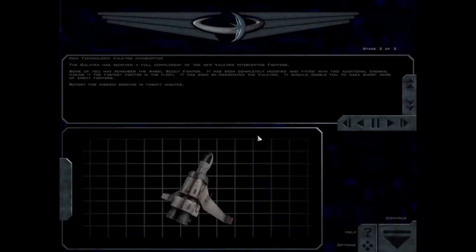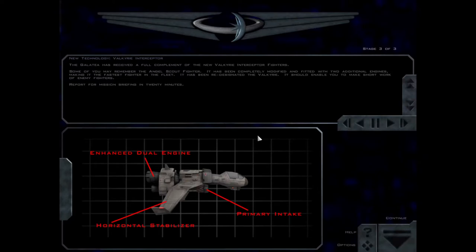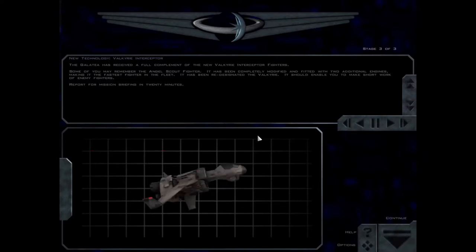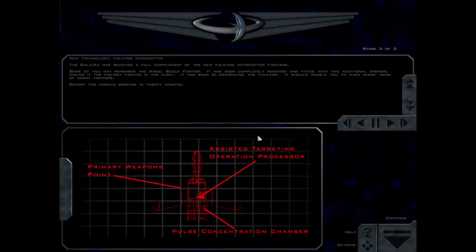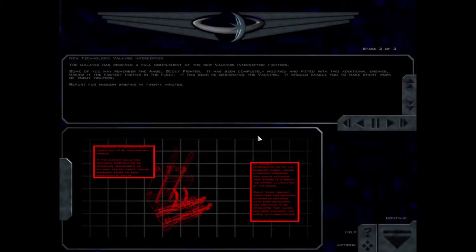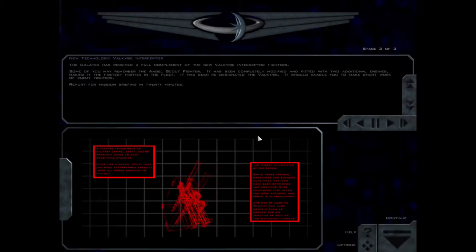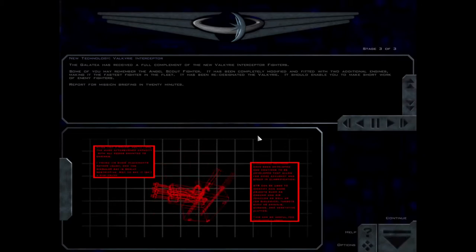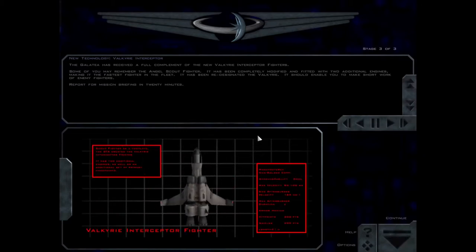The Galatea has received a full complement of the new Valkyrie Interceptor fighters. Some of you may remember the Angel Scout Fighter. It has been completely modified and fitted with two additional engines, making it the fastest fighter in the fleet. It has been redesignated the Valkyrie. It should enable you to make short work of enemy fighters. Report for mission briefing in 20 minutes.